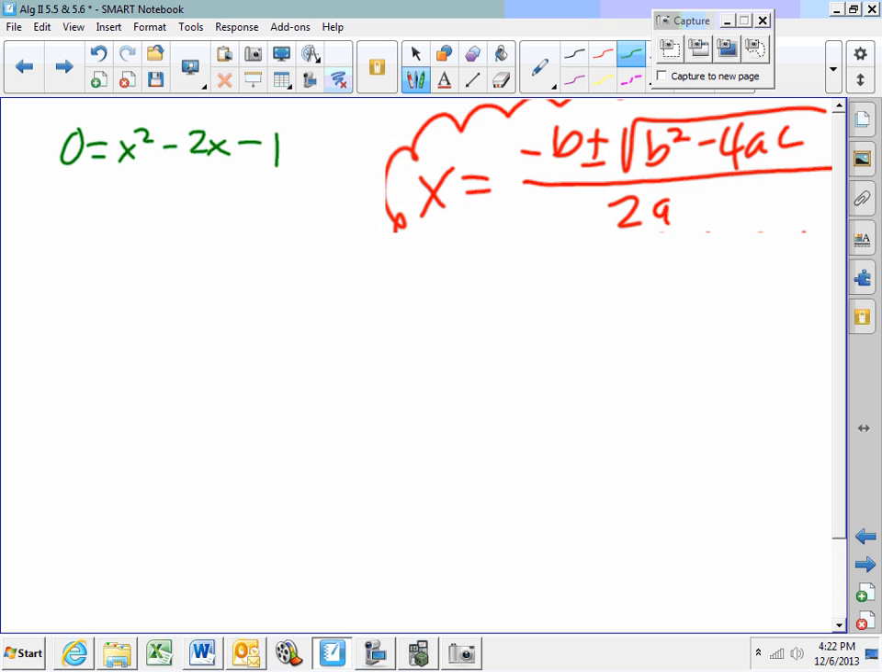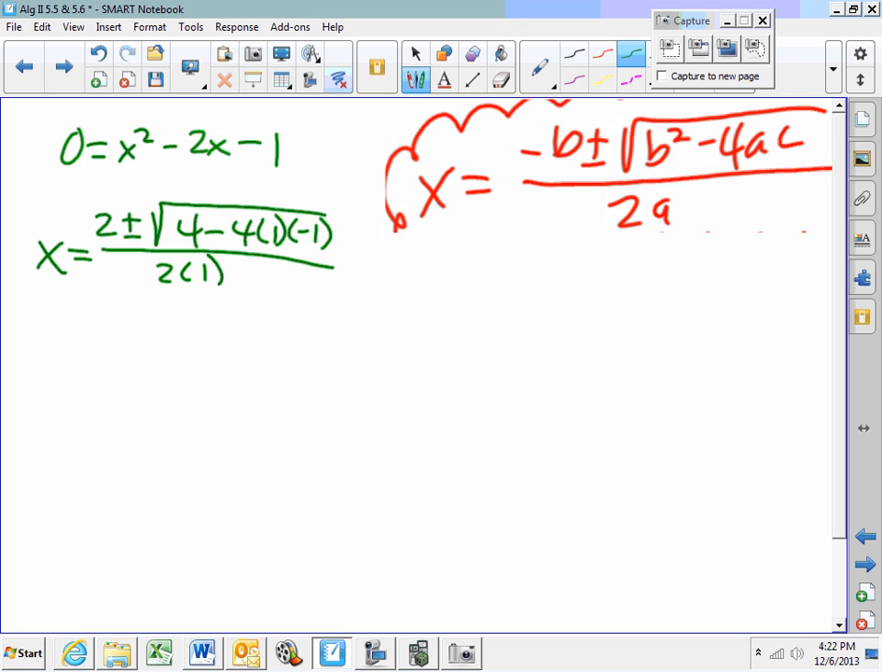Here, a is 1, b is negative 2, and c is negative 1. So now we get x is equal to 2 plus or minus the square root of 4 minus 4 times 1 times negative 1 all over 2 times 1. Now we have some work to do here. We have 2 plus or minus square root. Now 4 minus negative 4 is 8 over 2.